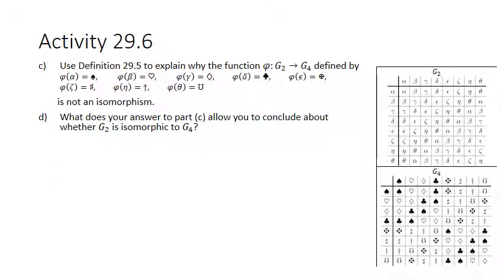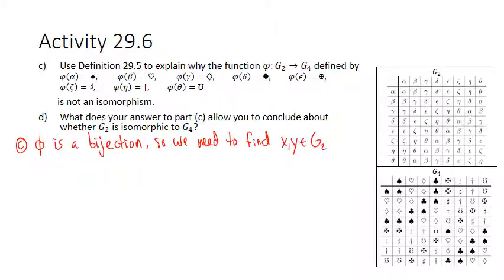All right, so part C: use definition 29.5 to explain why the function phi from G2 to G4, defined by these parts below, is not an isomorphism. Pretty clearly this phi function does look like a bijection to me. So we need to find elements in G2 such that the other part of the definition doesn't work, so that phi of xy does not equal phi of x times phi of y.